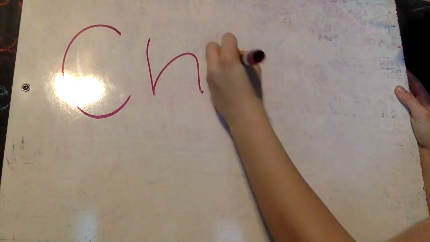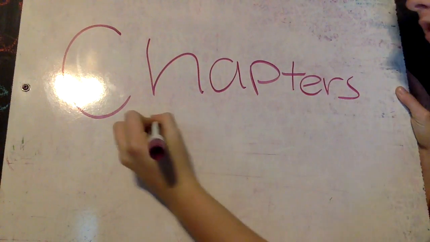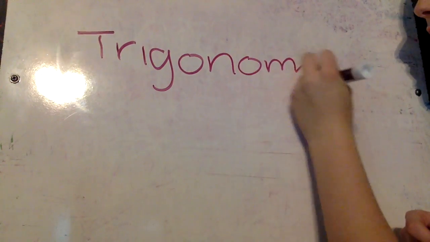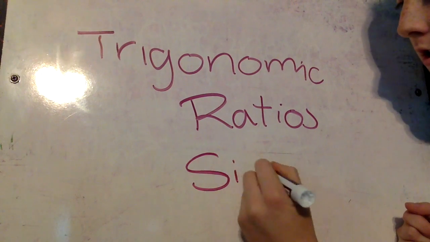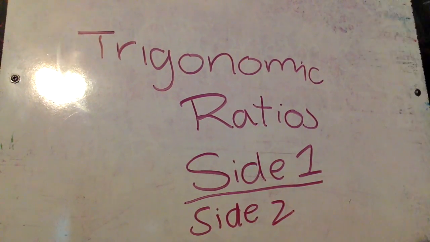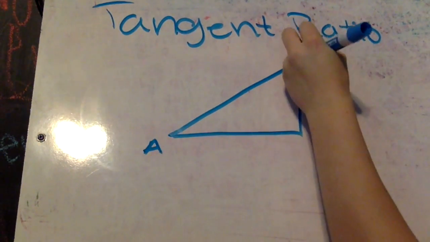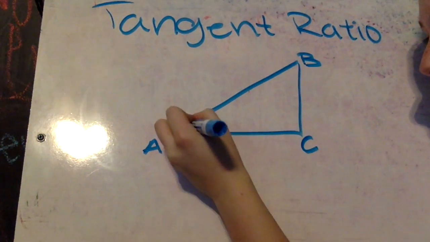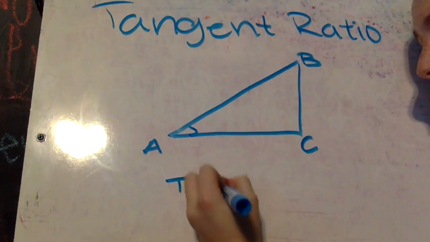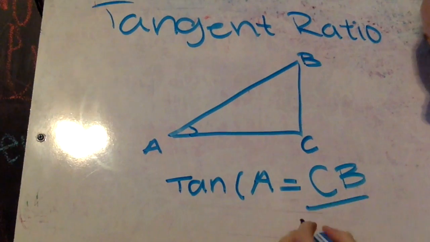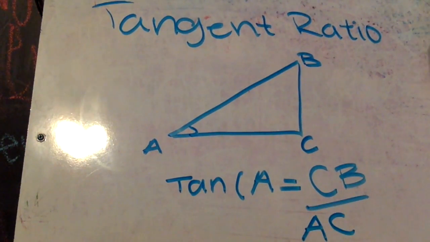Chapters 5 through 7 explain how you can use trigonometry to solve triangles without using the Pythagorean theorem. Trigonometric ratios are ratios that include the lengths of two sides of a triangle. The first ratio is called the tangent ratio. It measures the ratio of the opposite side over the adjacent side from an angle. As you can see, side CB is opposite angle A, and side AC is adjacent to angle A. So we can make the ratio tan of angle A equals CB over AC.